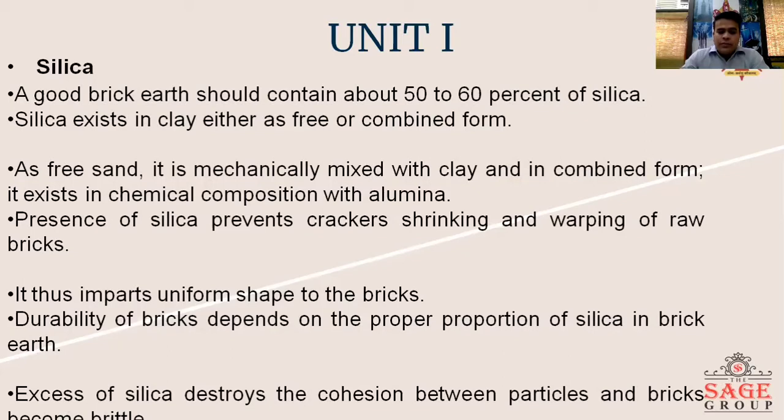The presence of silica prevents cracks on shrinking and warping of raw brick. That means after the molding, when the brick dries, it prevents shrinking, that is, the cracks or shrinkage that develop on removing excess moisture. It thus imparts a uniform shape to the brick. Uniform shape means uniform size, uniform surface, and sharp edges and corners. The durability of the bricks depends upon the proportion of silica in the brick.